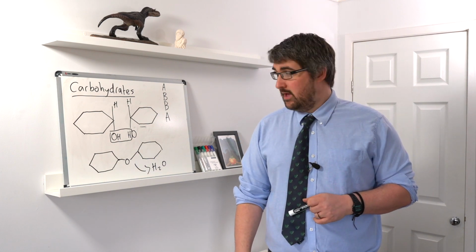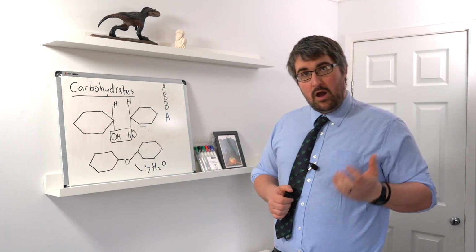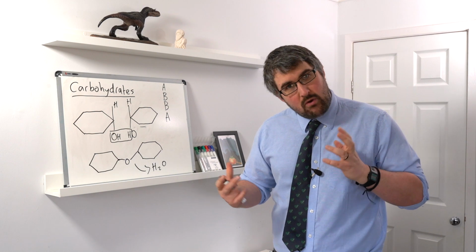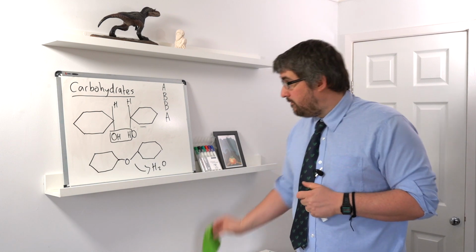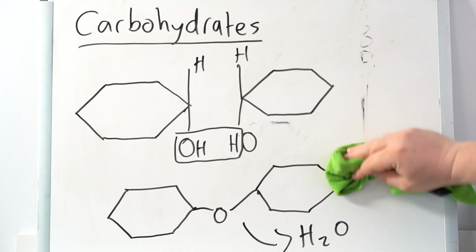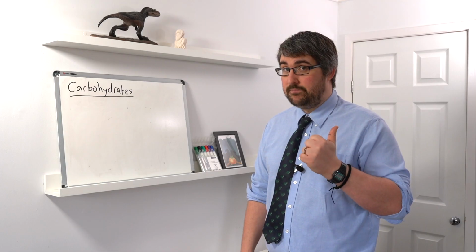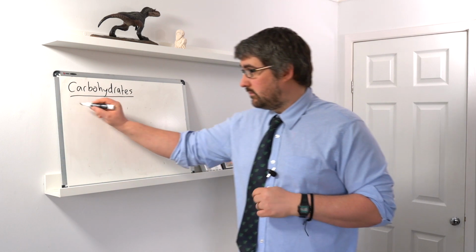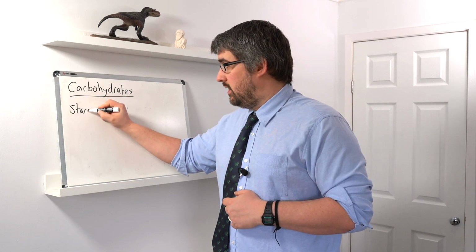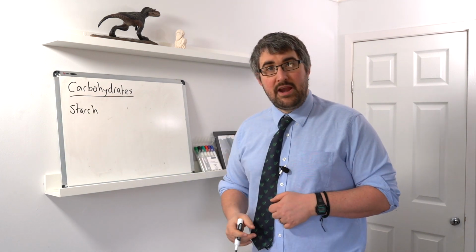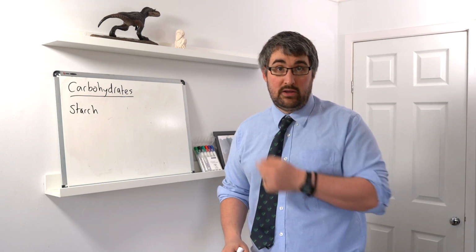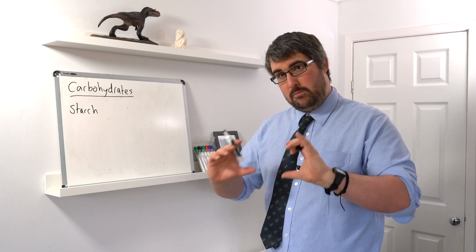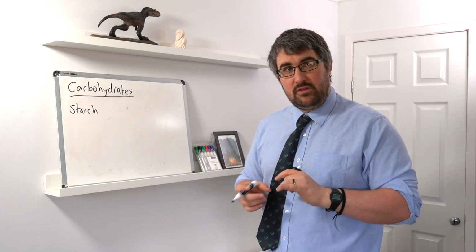Okay, so that's the basic overview of our monosaccharides and our disaccharides. Polysaccharides, there are only three that you need to be aware of, and they are starch, cellulose and glycogen. We'll start off with starch. So starch is a polysaccharide. It's made up entirely of alpha glucose molecules. And alpha glucose, because both of the hydroxyl groups are below the ring, it forms nice easy bonds.